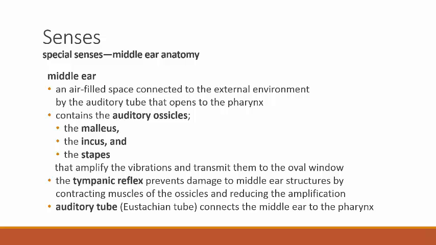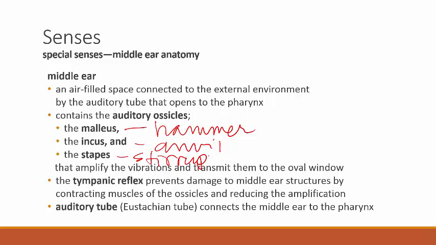So if you remember back to third grade or whatever grade you were in when you learned the names for the bones in the middle ear, the malleus is the hammer, the incus is the anvil, and the stapes is the stirrup. And as the tympanic membrane vibrates, it causes the malleus to move back and forth. And as the malleus moves back and forth, the incus is forced to move back and forth. And then finally the incus moves the stapes back and forth.